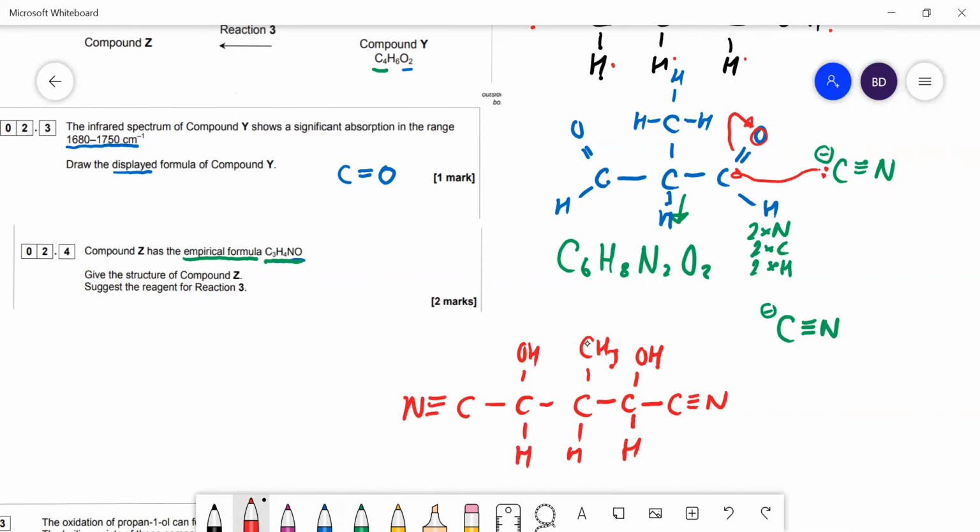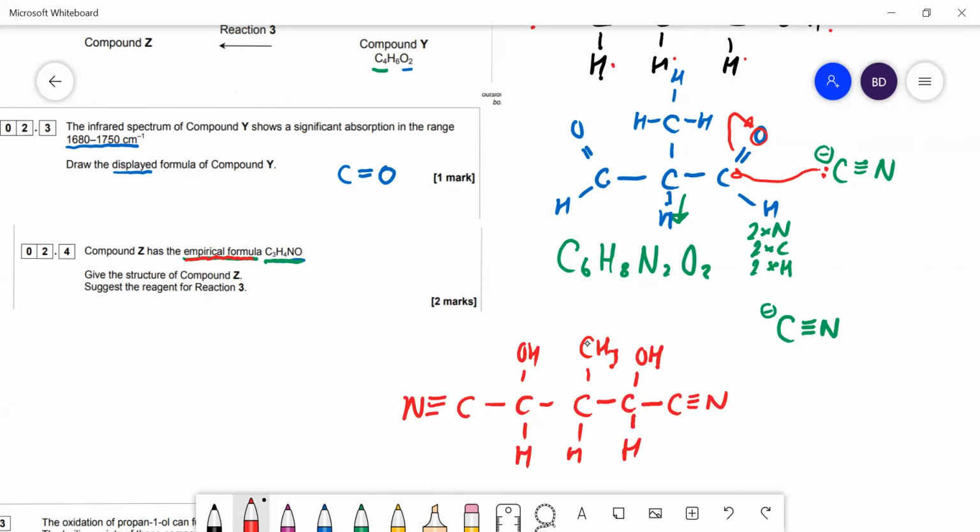Right, that was a very sneaky question that a lot of people didn't realize was about the empirical formula. I would have marked this question and we got completely stuck on it, couldn't think what was going on. It's because it's the empirical formula, not the molecular formula. So that is the compound.